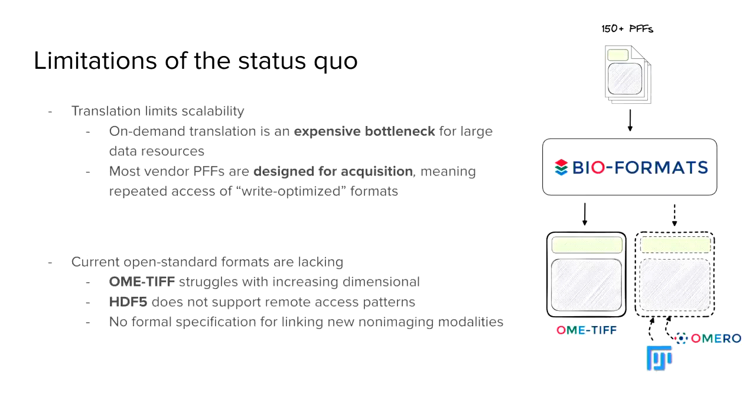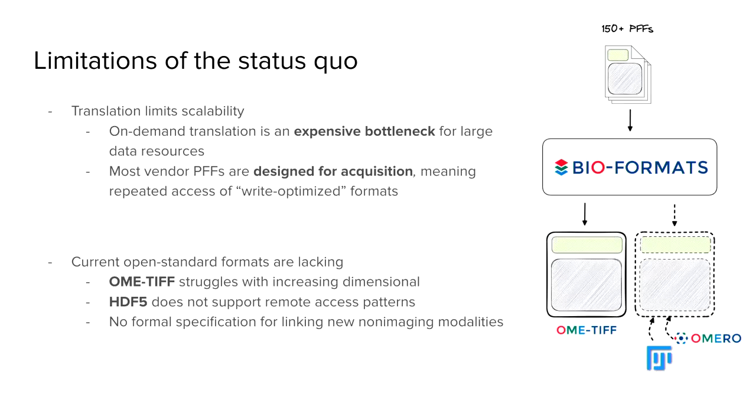So there are limitations to this translation and conversion methodology. In particular, translation is limited in terms of scalability, and on-demand translation is an expensive bottleneck for large data resources. For resources with terabytes and petabytes of data, constantly translating on the fly can be quite expensive and create bottlenecks in these large data pipelines. Moreover, many of the vendor formats supported by Bio-Formats are designed for acquisition, meaning they're optimized for write and not read. So when reading from a write-optimized file, there's somewhat of an overhead, as it's not meant to be accessed in that way. Translation is therefore limited in its scalability, and it does not grow for these larger data resources.